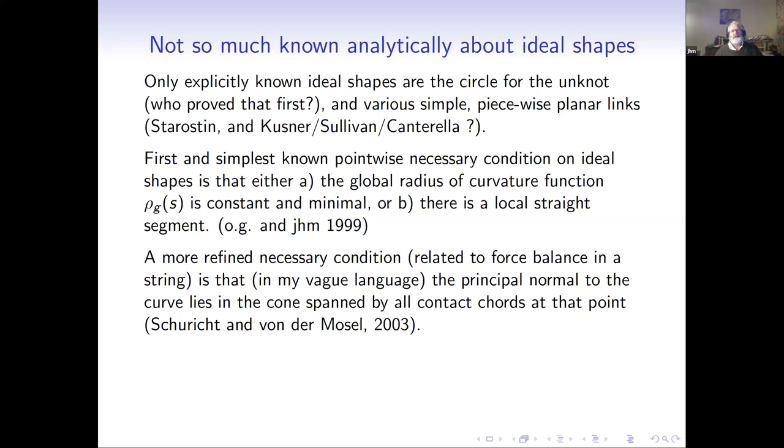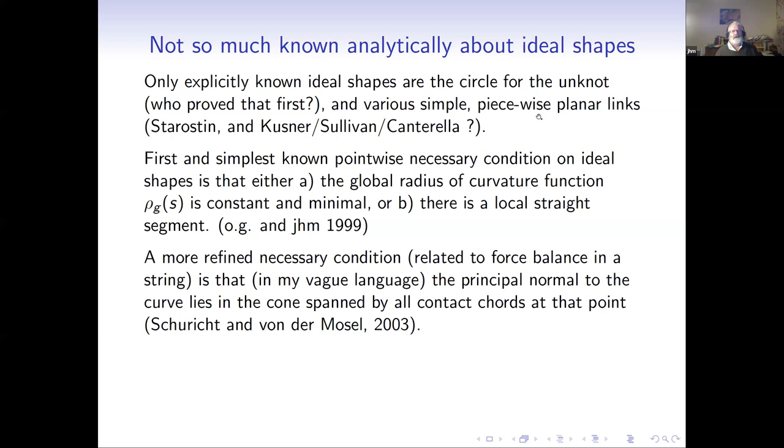And so now you could ask, okay, what's known about these ideal shapes? So they're C^{1,1}, you can prove it that way, okay. So it is known that for the unknot, the ideal shape is the circle. I don't actually know who proved that first. That could probably predate ideal knot shapes. I'd be curious if somebody knows that. There are other known shapes which are known to be ideal, but they're only for certain links. And all of them have the property that they're piecewise planar.